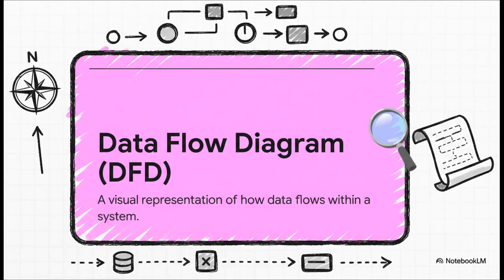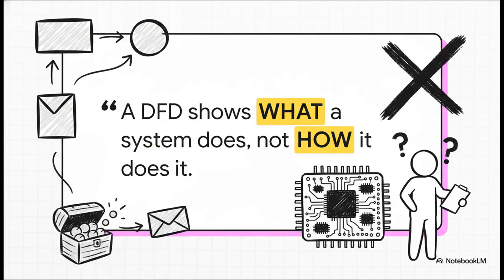And that is exactly where something called a data flow diagram, or a DFD for short, comes into play. Just think of it like a map. It's a surprisingly simple visual way to see exactly how data comes into a system, moves around inside it, and eventually leaves.